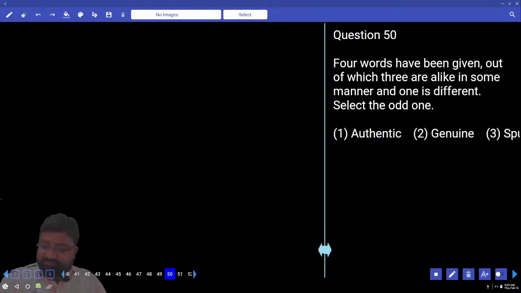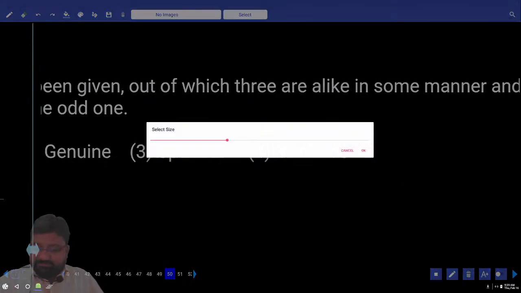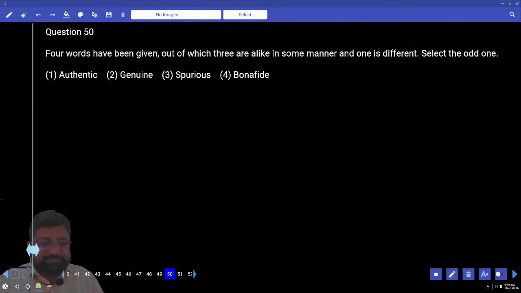4 words given. Verbal analogy. Authentic, genuine, spurious, bona fide. Spurious means doubtful, fake, not real. All others are original. Clear? Any other doubts? Thank you.